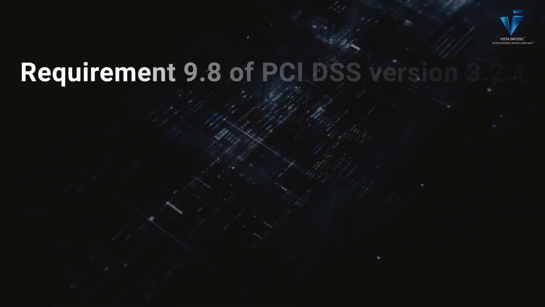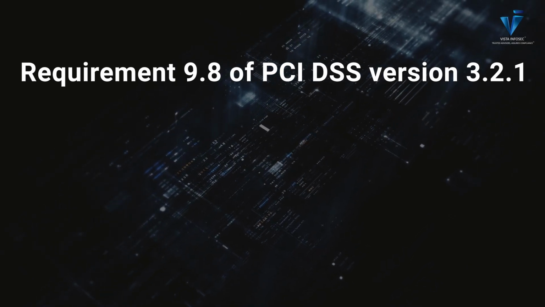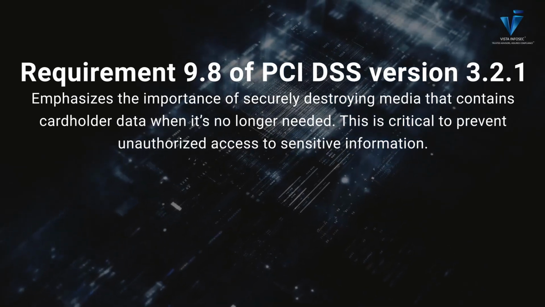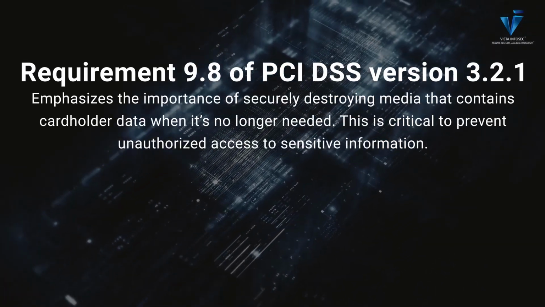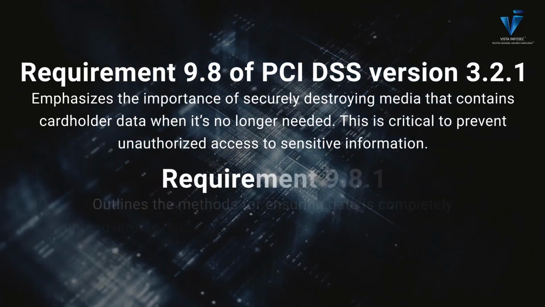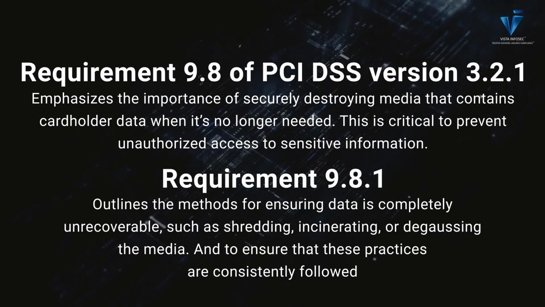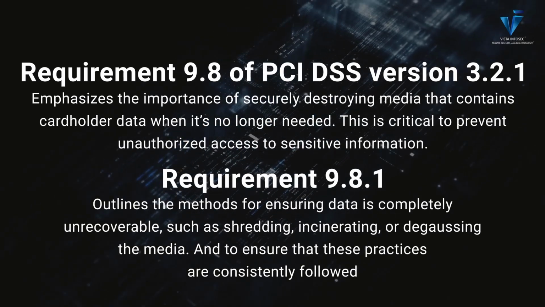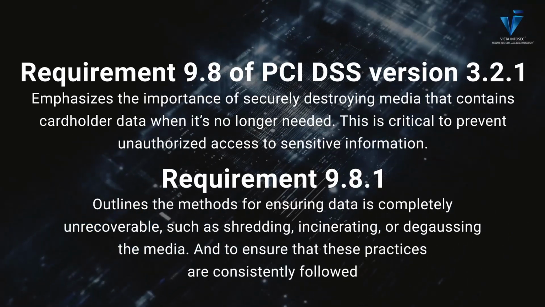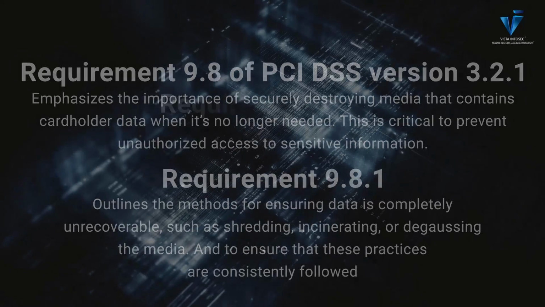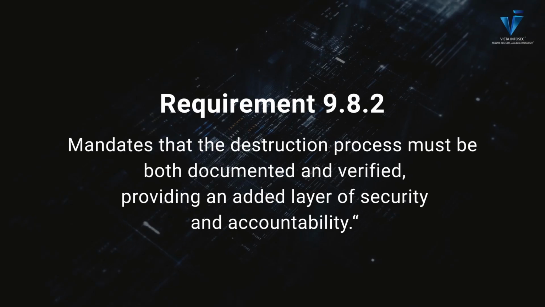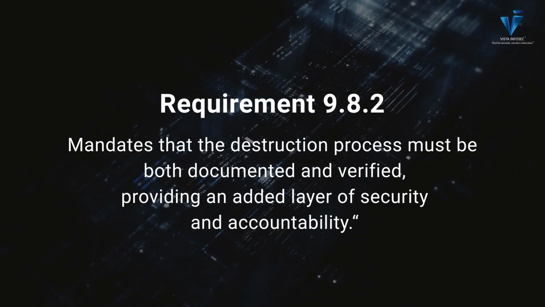In PCI DSS 3.2.1, that is the earlier version, there was a requirement 9.8, which emphasized the need for securely destroying media that contain cardholder data when it is no longer needed. Now, this was critical to prevent unauthorized access to sensitive information, whereas requirement 9.8.1 outlined the methods for ensuring data is completely unrecoverable, such as shredding, incinerating, or degaussing the media, and to ensure that these practices are consistently followed. Requirement 9.8.2 mandates that the destruction process must be both documented and verified, providing an added layer of security and accountability.